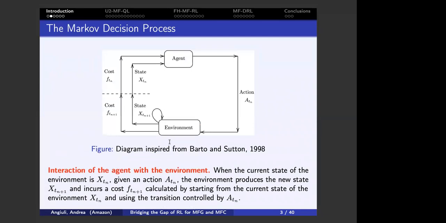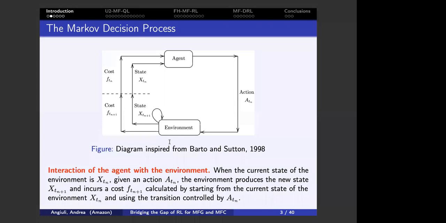Reinforcement learning, first of all, is a branch of machine learning that is trying to solve a Markov decision process. A Markov decision process is the framework where there is an agent that is interacting iteratively with an environment, and at each time, given his state x_tn, he picks an action a_tn, and the environment answers with a new state and a cost. The goal for the agent is to find the optimal strategy that minimizes the expected aggregated discounted cost, or, in case the cost is replaced by a reward, the maximization of the expected aggregated discounted reward.